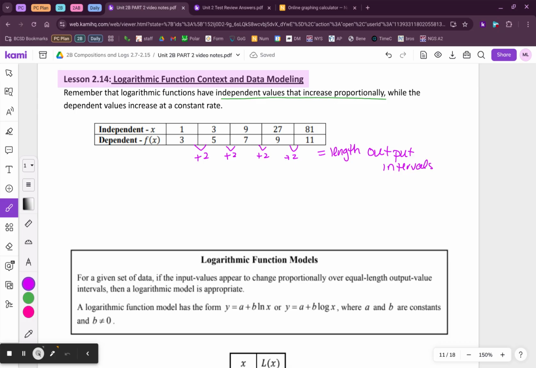And the inputs, you can see that they're multiplying by 3. So proportional by a factor of 3. Okay, so we recognize that that's a log relationship.